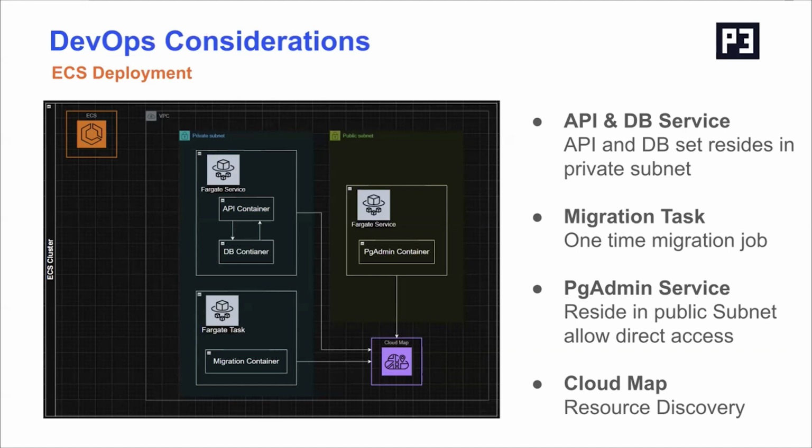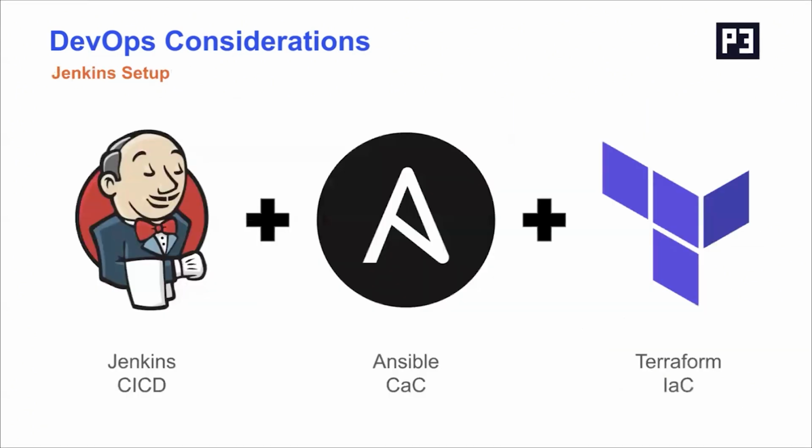And basically, our API and DB services residing in the Fargate service will register themselves to the Cloud Map, and then the migration task can use that private DNS entry in the Cloud Map to access our DB to do the migration. And next page, please.